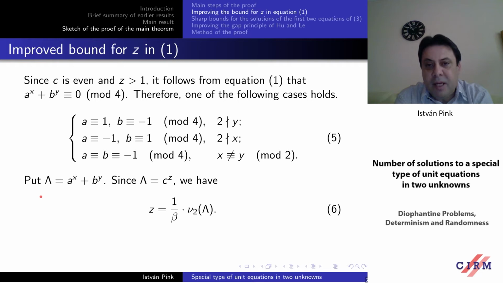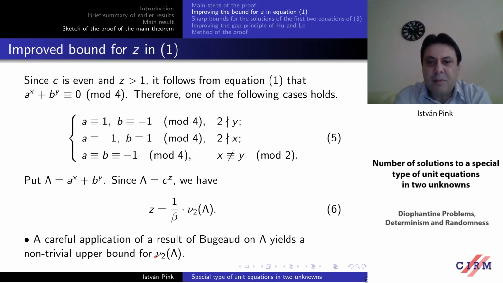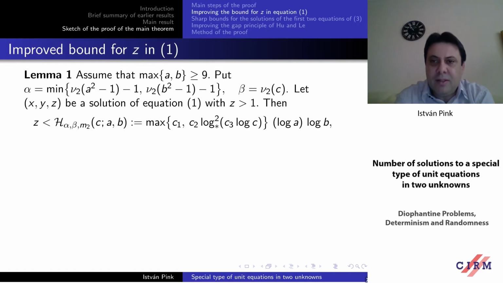Then by denoting by lambda a to the x plus b to the y, then of course, because of our main equation, lambda is also c to the z, and z can be expressed in this form, where on the right hand side we have the 2-adic valuation of lambda. So this is trivial, this comes from our equation. The non-trivial part comes from the careful application of a result of Bugeaud on lambda, and this yields a non-trivial upper bound for the 2-adic valuation of lambda, and therefore also for z. So we have the following lemma.